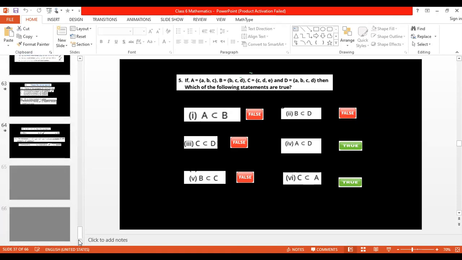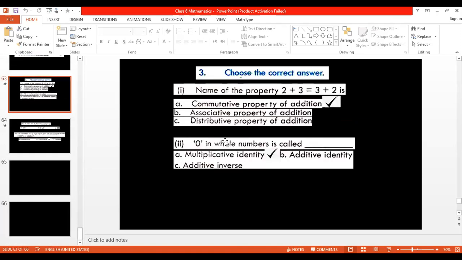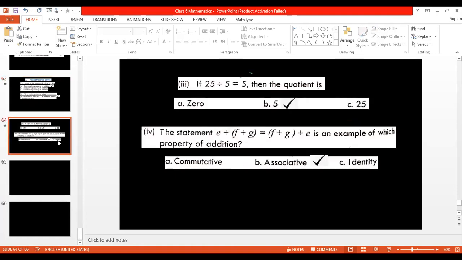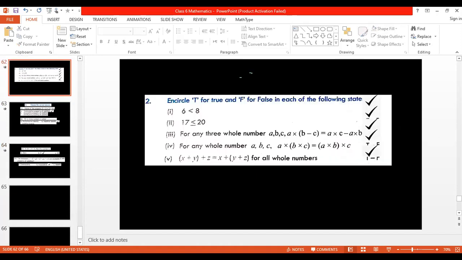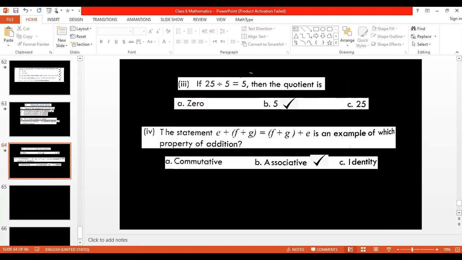Azan, what do you need? Sir, I was saying that the statement E plus that one, it's commutative. I have checked it in the answers. 1 minute, you also check. Sir, after this one, it is now correct. After this one, the last one. Where is this? Yes sir, this one. I think it is commutative.